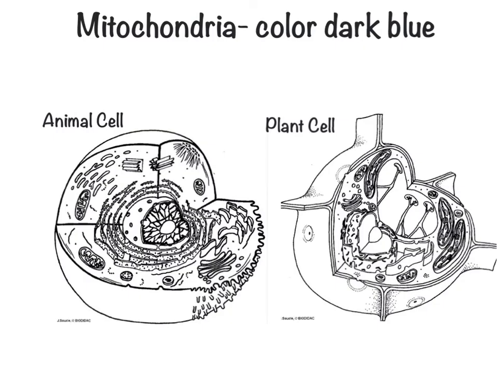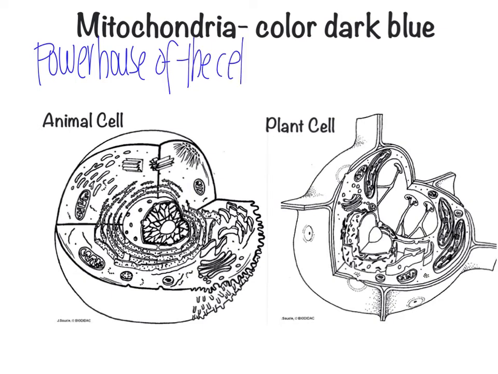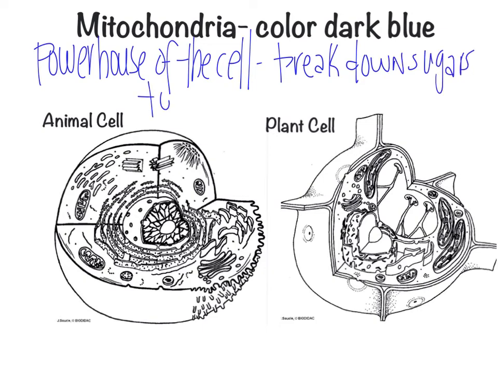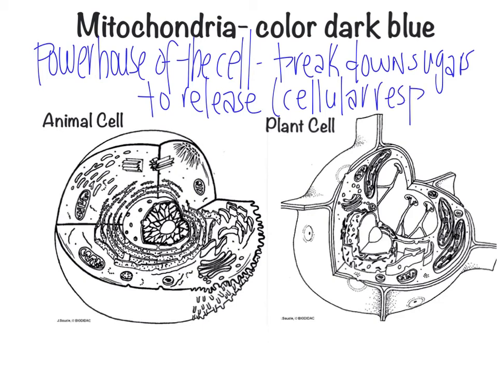The next organelle is the mitochondria. I think this is the most recognized and familiar one. It is often known as the powerhouse of the cell. This one's associated with energy. It is actually going to break down sugars to release energy, and that process is known as cellular respiration. We're going to get to that in a few weeks. But the process of breaking down sugar and food to get energy is the job of the mitochondria.